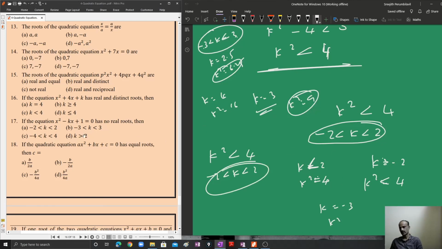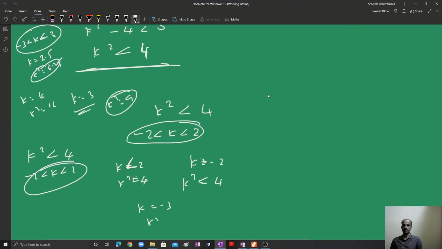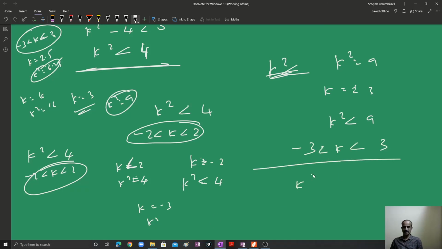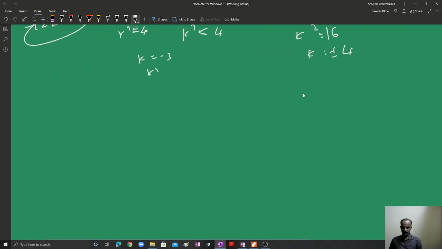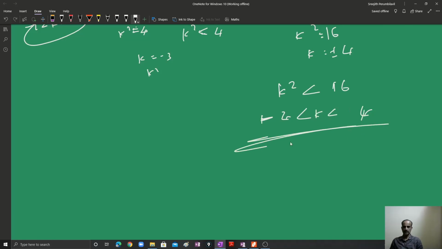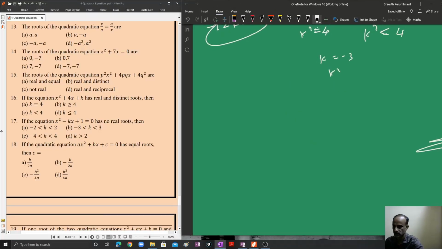Don't go by this inequality way. From the option you go. You take one by one option and check. Or generally you can learn it by heart, those who have a problem. K square is equal to 9, k equal to plus or minus 3. So k square is less than 9 means you put minus 3 and plus 3, put k in between. Got the idea? I repeat, k square is equal to 16, k is equal to plus or minus 4. So k square is less than 16 means put minus 4 and plus 4, put k in between. Got the idea? Trick. Clear or not? So that's the trick for that particular thing.